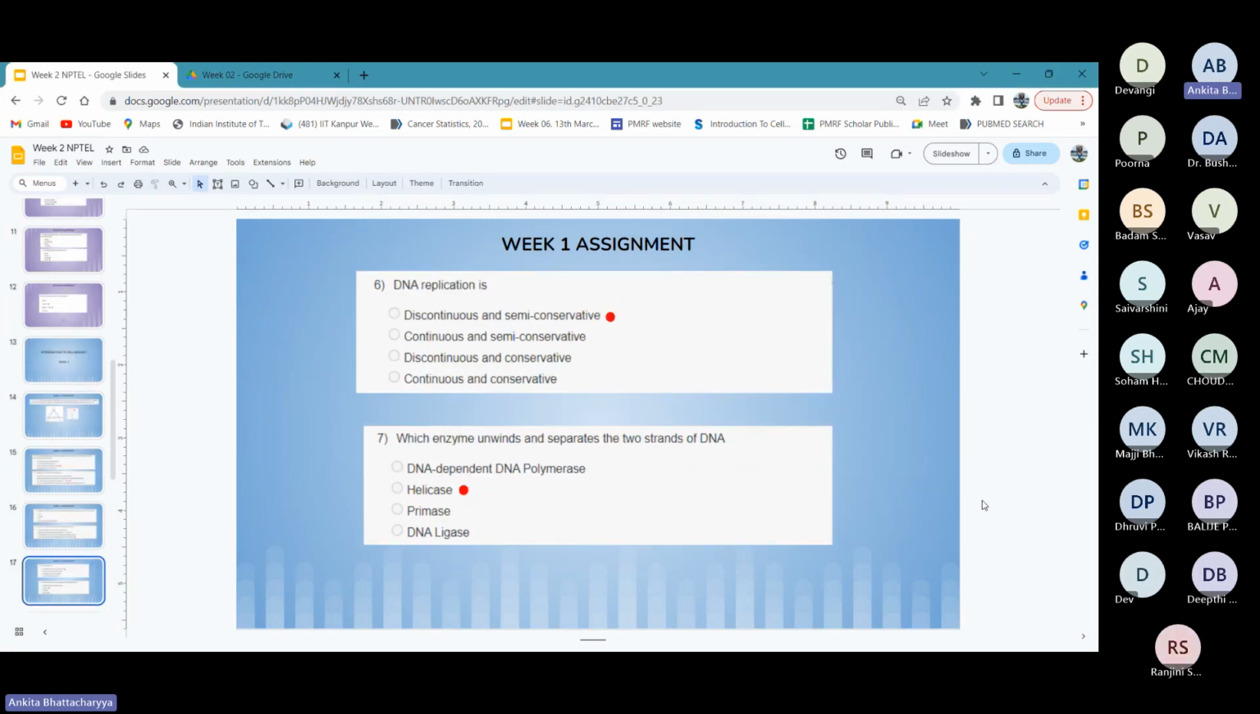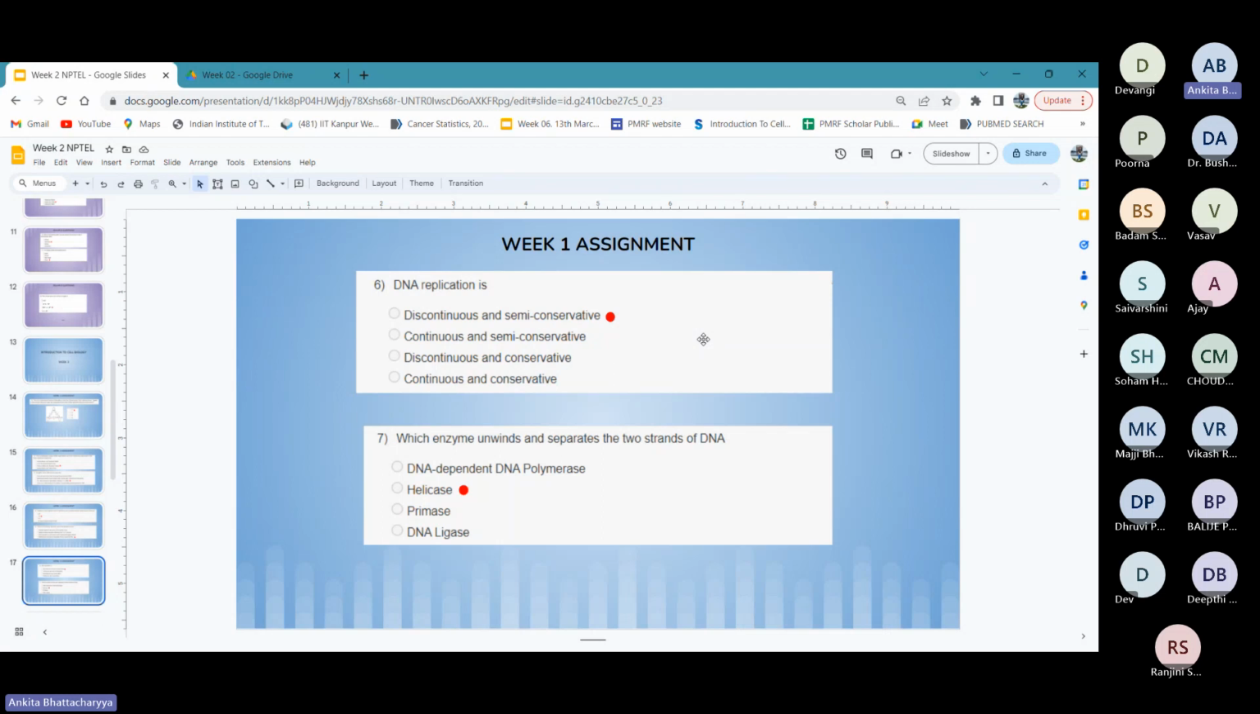Then the feature of DNA replication that we have discussed extensively is that it is discontinuous and semi-conservative. Please make sure that you understand each of these terms, and if there is any confusion, please interrupt and ask me. I'll try to explain it to the best of my abilities. Then in question 7, we were asked which enzyme unwinds and separates the two strands of DNA. Again, options here were DNA-dependent DNA polymerase, helicase, primase, and ligase. Please make sure that you know the purpose of each one of them.